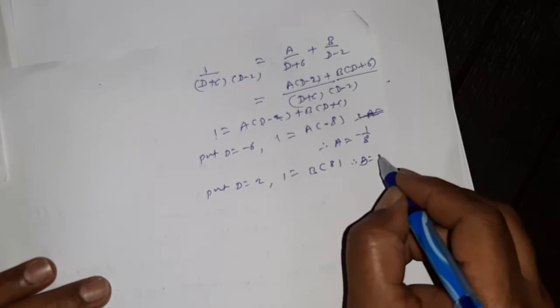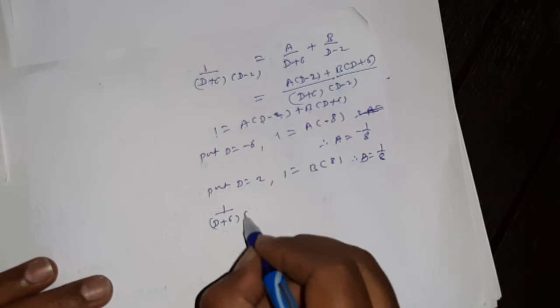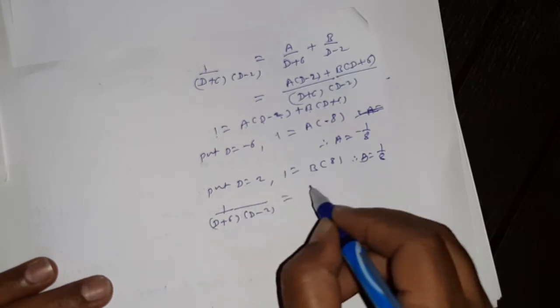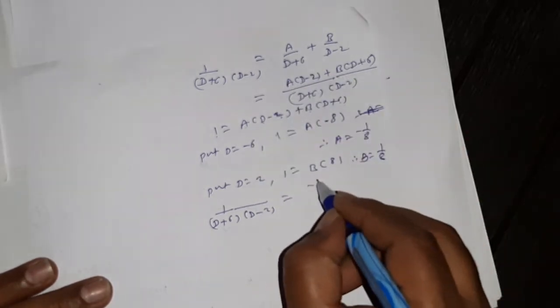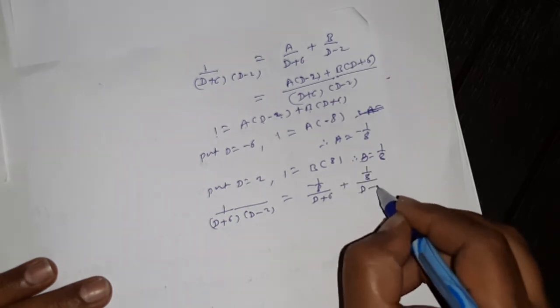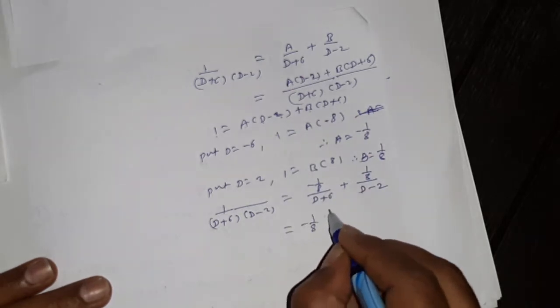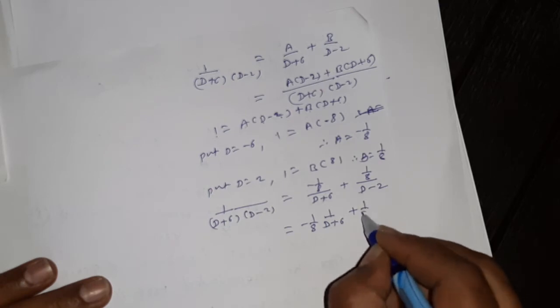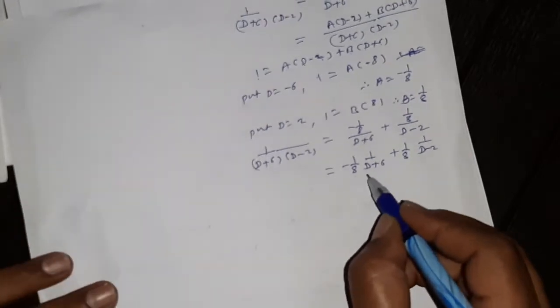Therefore the value of B is 1 by 8, and the partial fractions are: substitute A and B, that is minus 1 by 8 times 1 by D plus 6 plus 1 by 8 times 1 by D minus 2. These are the partial fractions of this.